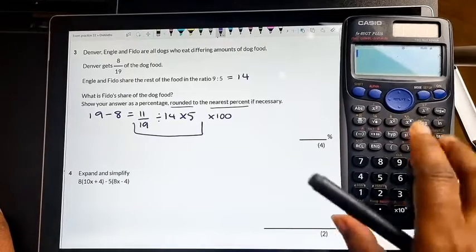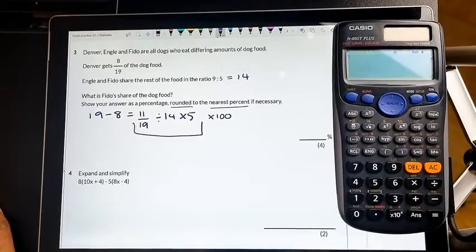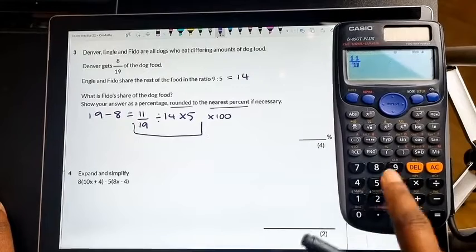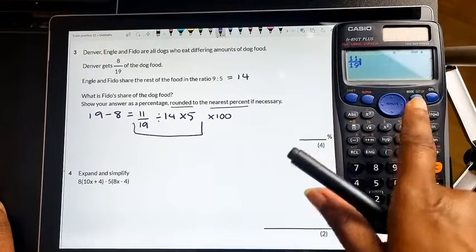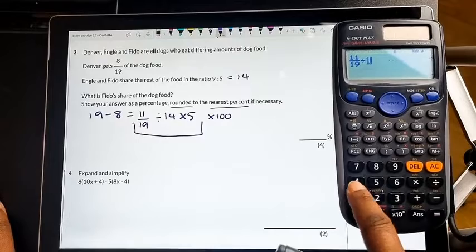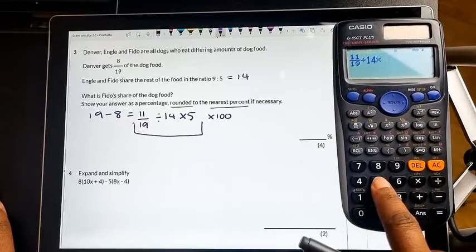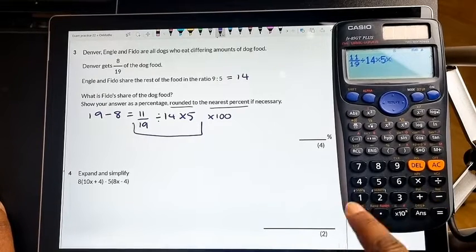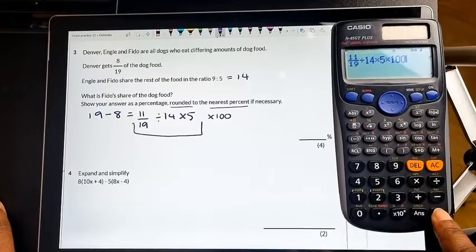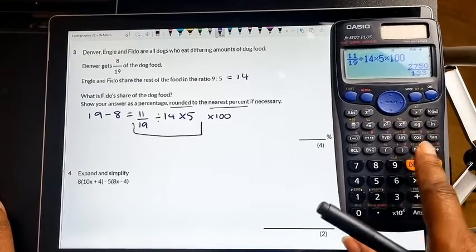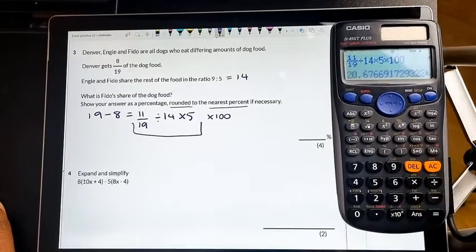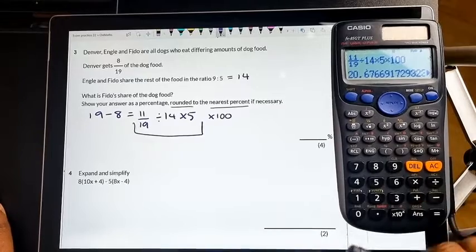So if you know how to do this, guys, tap on the screen. If not, say no. So we have 11 out of 19. Use the cursor to come to the side. Divide that by 14. Times by Fido, which is 5, the ratio of 5. And times by 100 because it's a percentage, so it is out of 100%. And you should have a fraction like this. You need to find the percentage, press SD to find the value, okay?